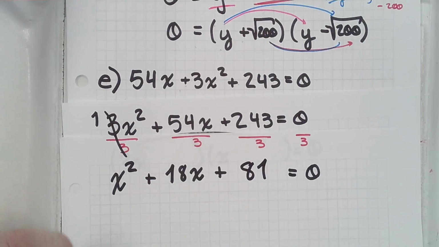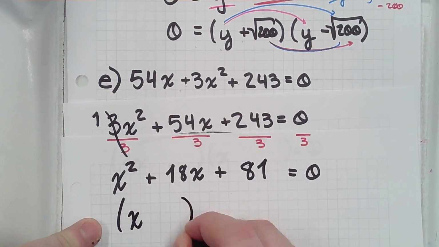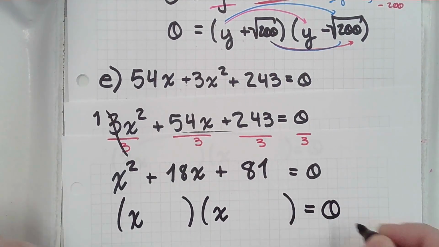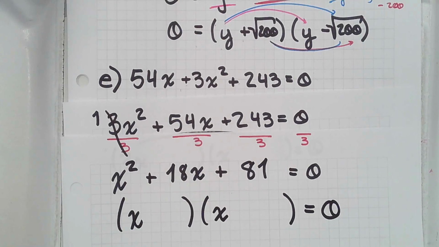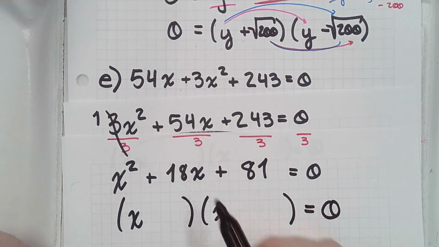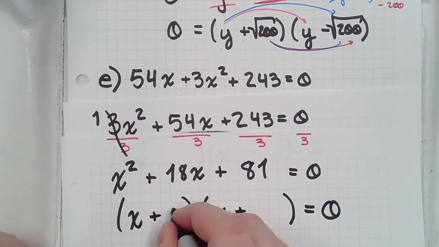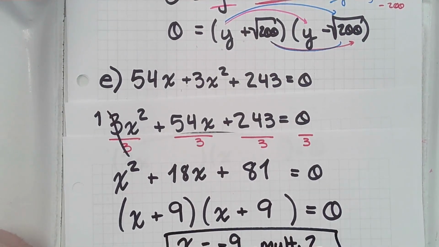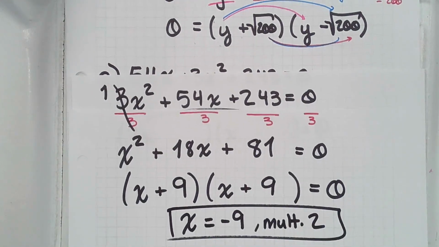So here we are. And this is a much easier problem to solve. And it will have the same answers as this one because we didn't change the problem. We just made it look different. So I need numbers that multiply to 81 and add to 18. Well, it's going to be 9 and 9. So our answer is x equals negative 9 with a multiplicity of 2. So it counts twice. There we go.